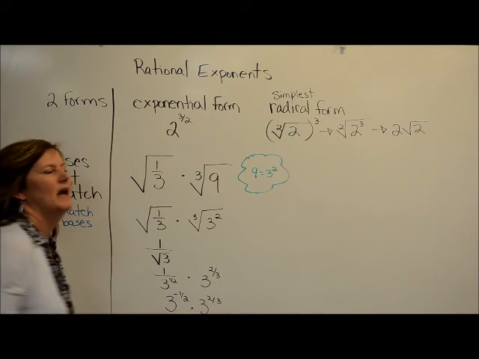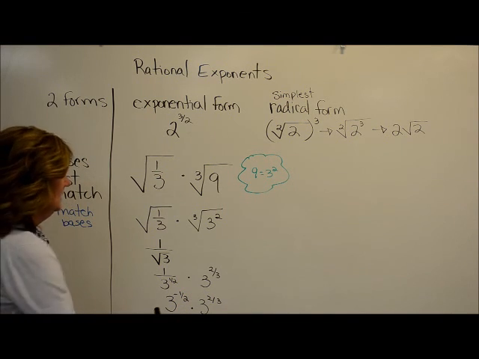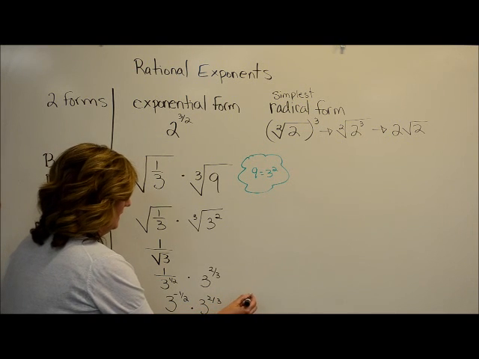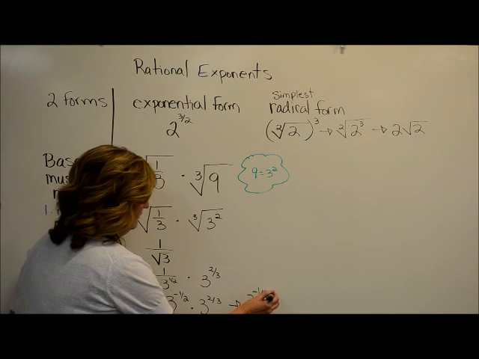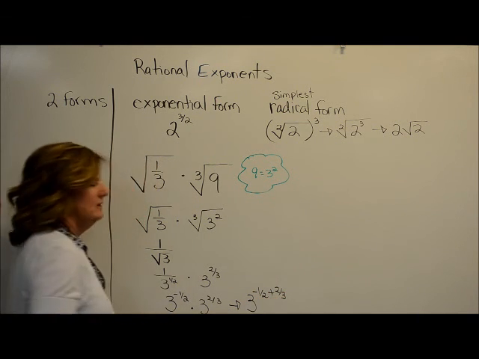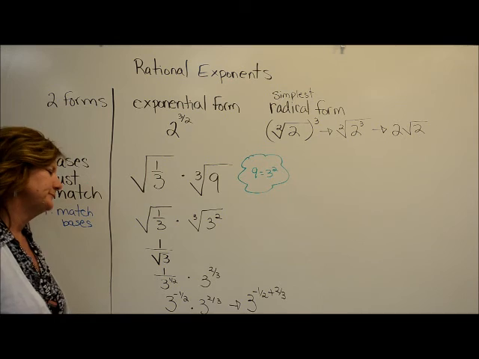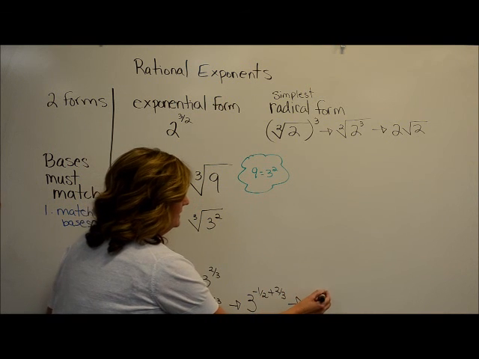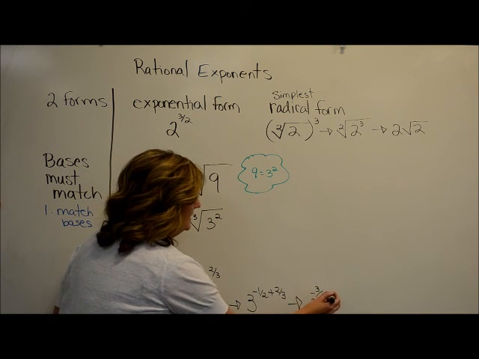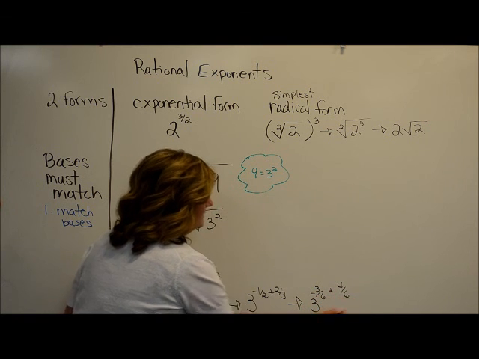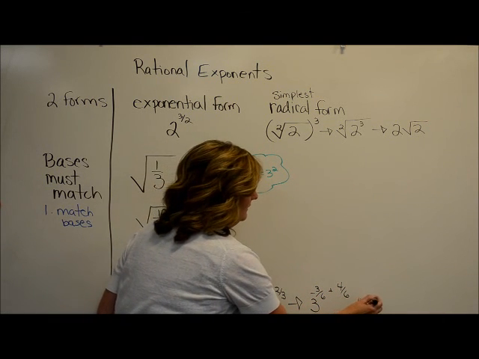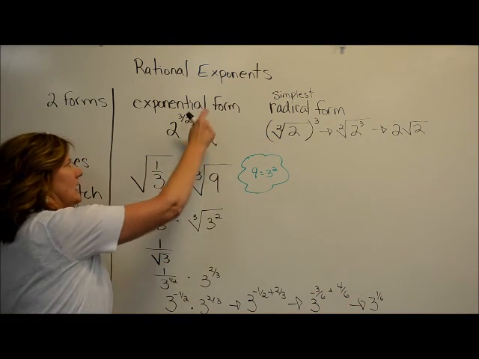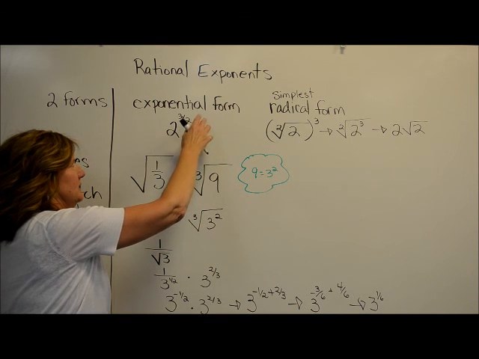Now I'm just going to use law of exponents to go ahead and combine them. So I'm multiplying the bases, but I don't really multiply the bases. I actually add the exponents. So what I would have then is 3 to the negative 1/2 plus 2/3. And then you're going to have to find a common denominator. It looks like it's going to be 6. So negative 3/6 plus 4/6. And I'm going to end up with 3 to the 1/6. That is in exponential form.